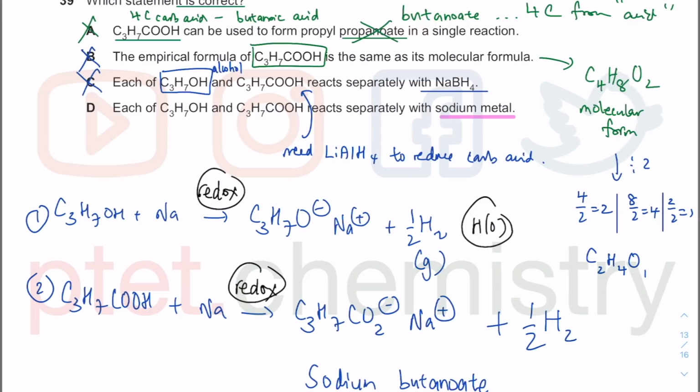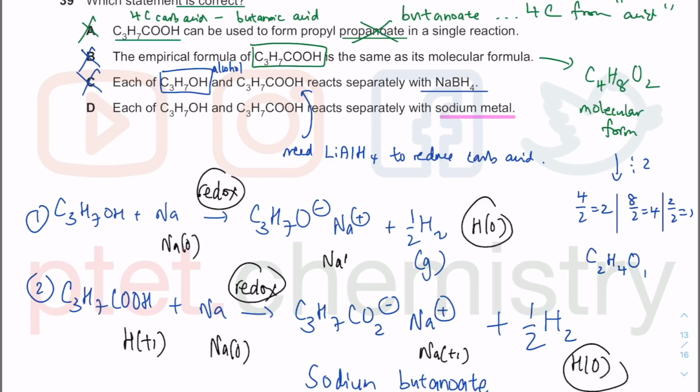Hydrogen 0 there. And then you started out from the acid, where hydrogen is plus 1. You started out from this thing there. So sodium 0. Sodium in the salt is sodium plus 1. Hydrogen in this alcohol, hydrogen in the compound has a plus 1 oxidation number there. So, D must be the correct answer.